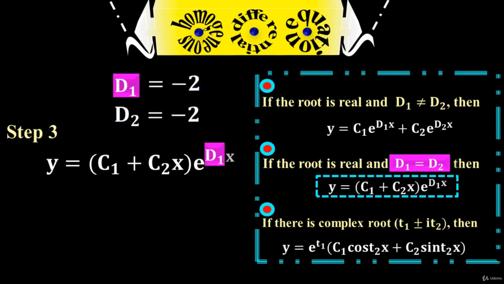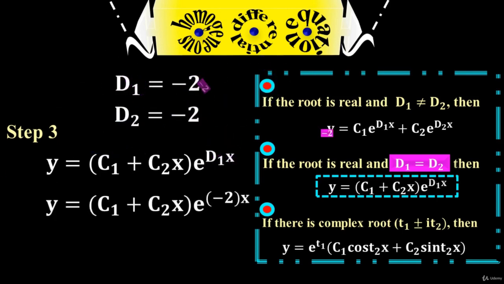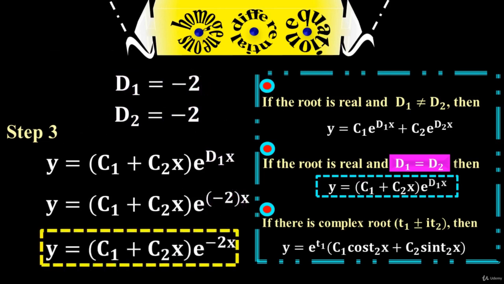Just substitute the value of D sub 1 here, which is minus 2, to get the final value in step 3, which is y equals c sub 1 plus c sub 2 times x into e to the minus 2x.